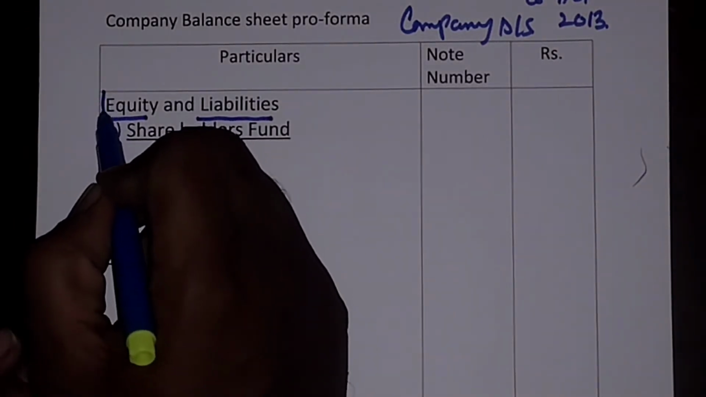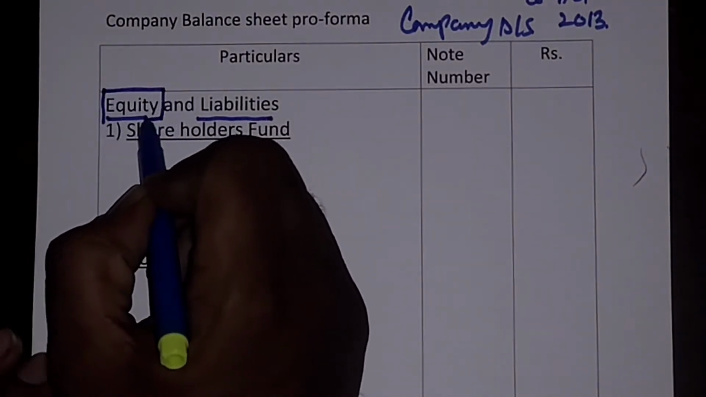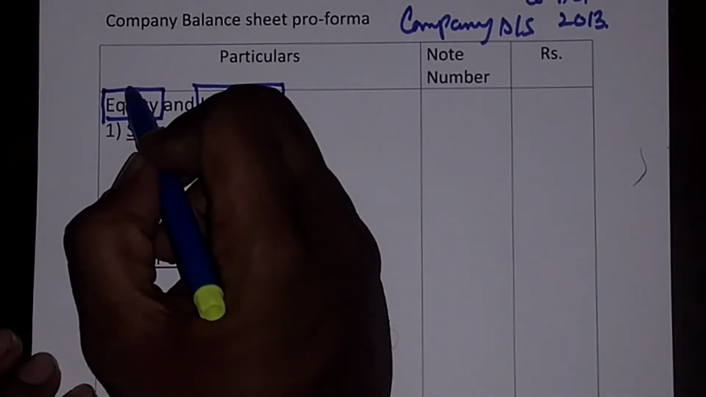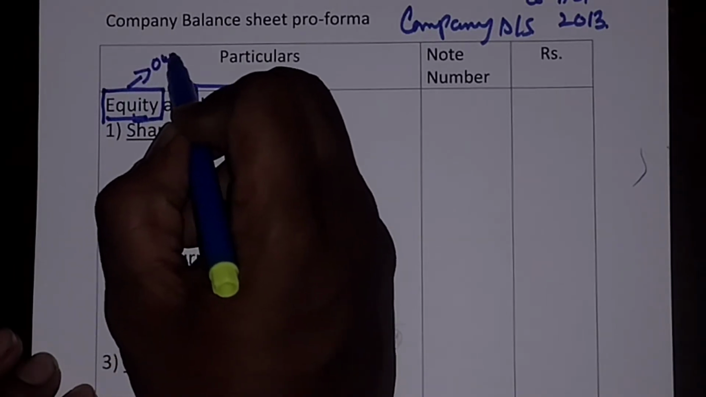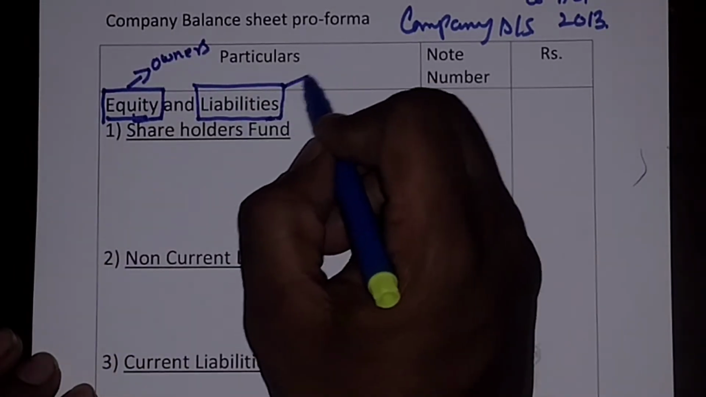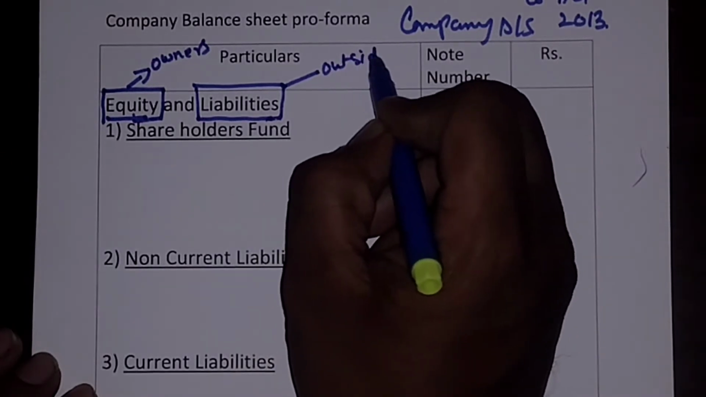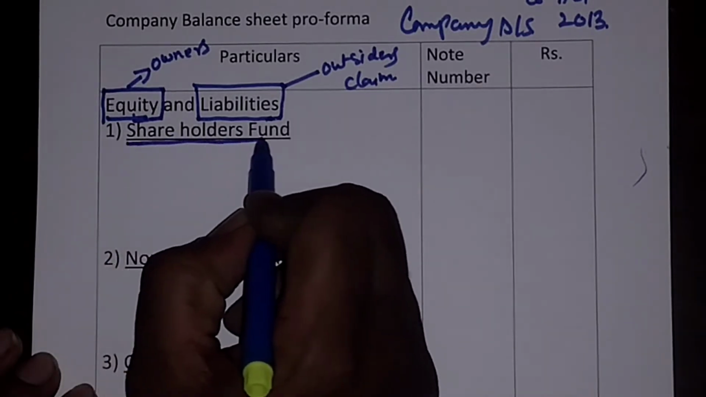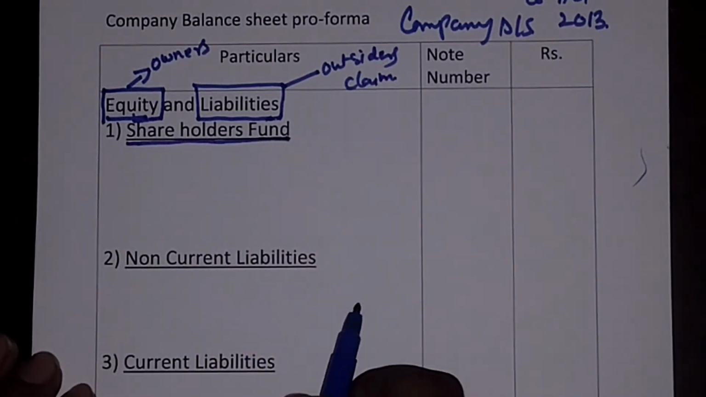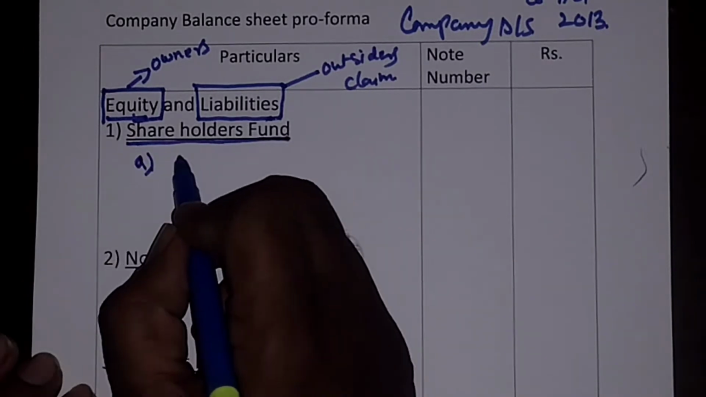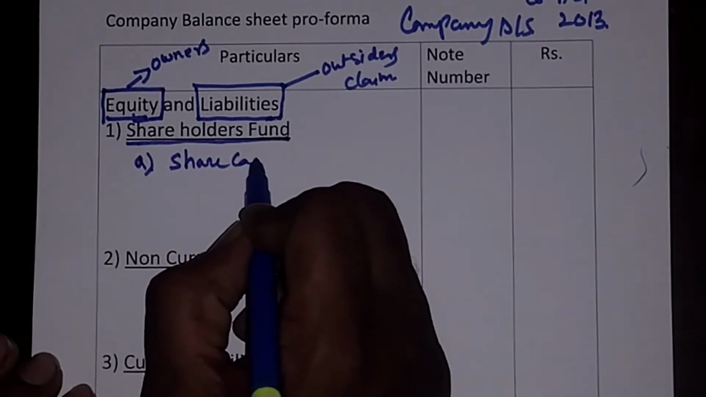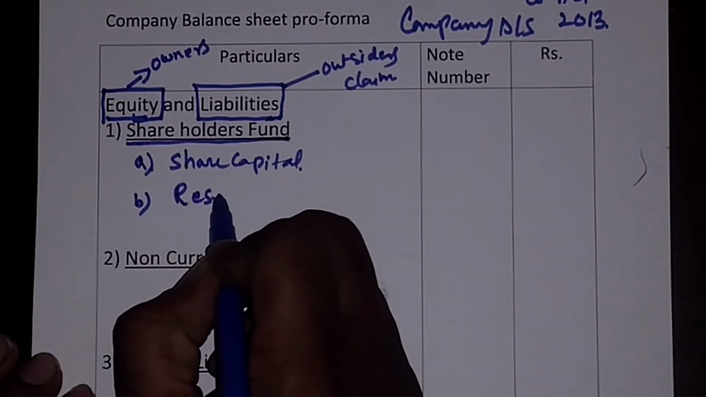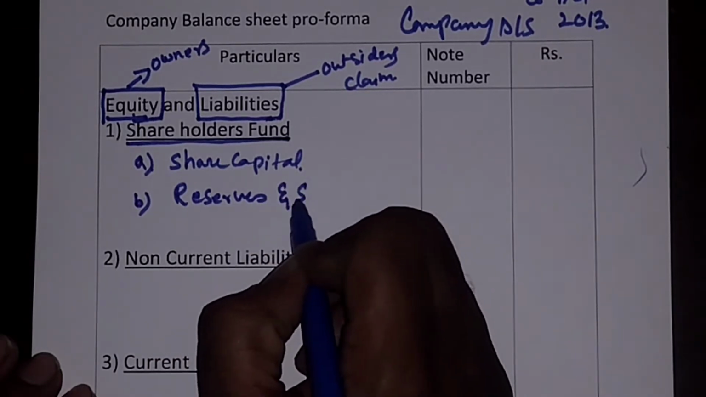This itself indicates two different portions. The first portion is equity and the second portion is liabilities. Equity relates to the owner's claim. Liability relates to the outsider's claim. The owner's claim is called the shareholders' fund. Under this shareholders' fund, the very first one is the share capital, and the second one is the reserves and surplus.